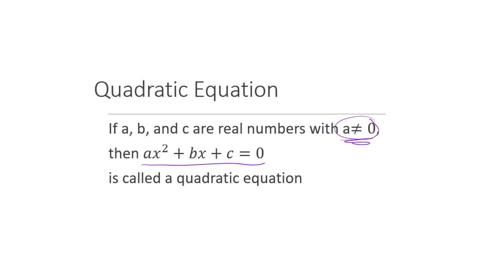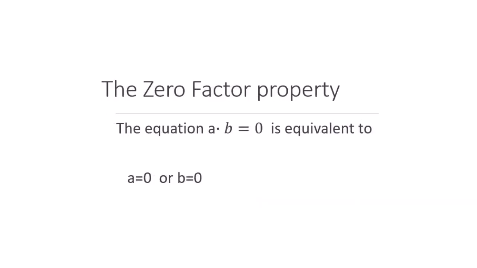All right. So that's a quadratic equation, where you have ax squared plus bx plus c equals 0. And it doesn't necessarily have to equal 0, but that's how we're going to want to format it. All right, and the reason why we want to set things equal to 0 is because of what we call the zero factor property, or sometimes it's called the zero product property.